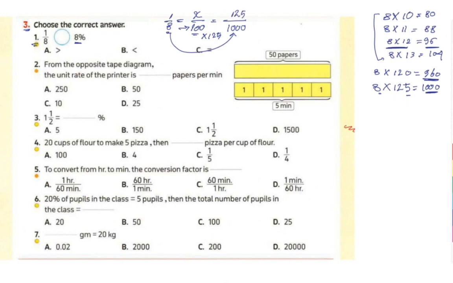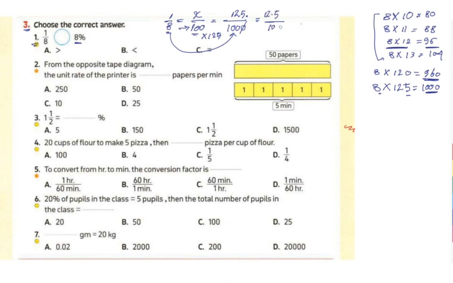Okay, and what next? Next, I just need 100 here. If I divide this 125 by 10, we have a point here. Change this point, or move it one place to the left.